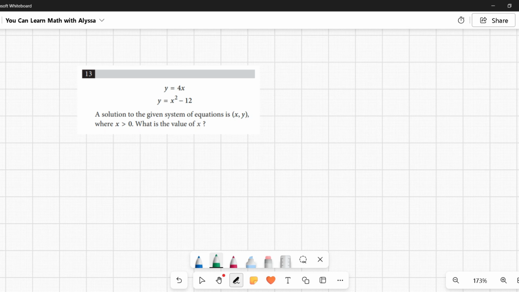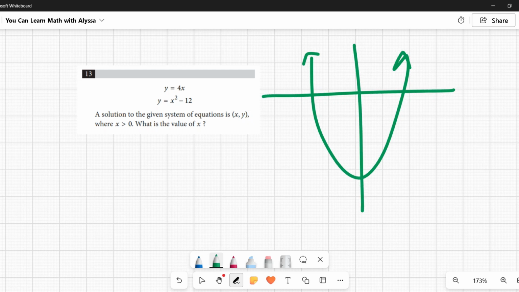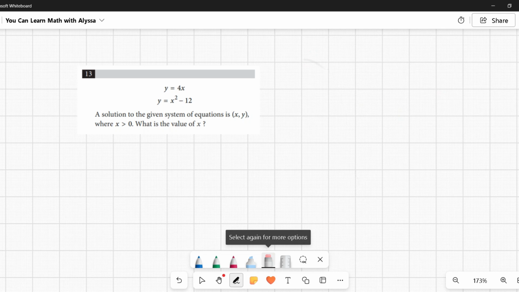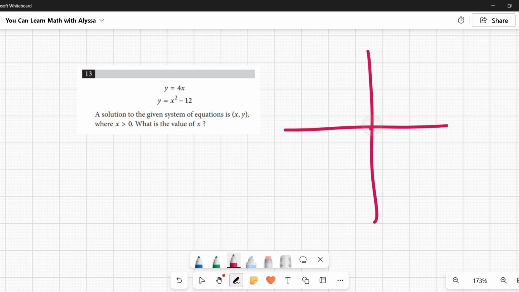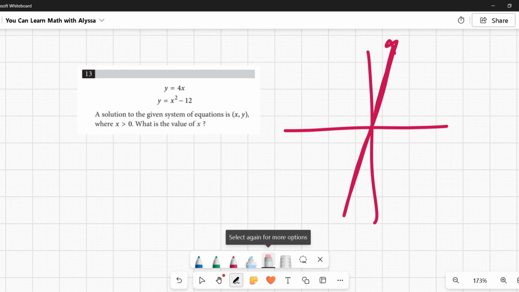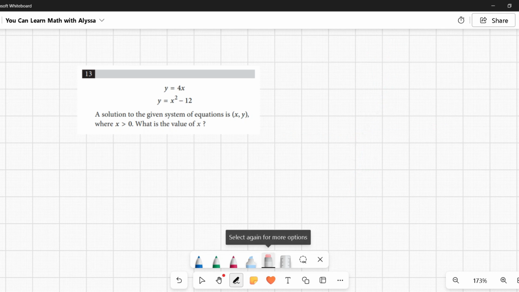You can absolutely do this by graphing. You can plug this into your graphing calculator, and you're going to get x squared minus 12. That is a parabola with a vertex down here at negative 12. And then y equals 4x is a line that goes through the origin. It's going to have a very steep slope. And you're going to see the two places where they cross. That is absolutely a viable way to do this.